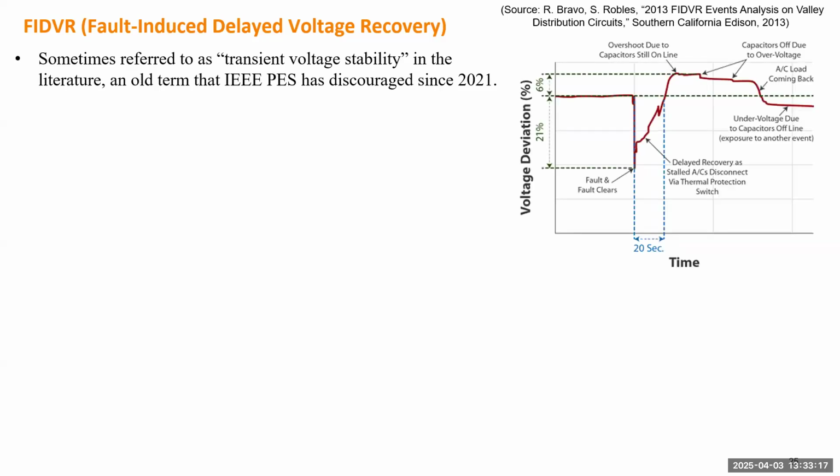So this is from a real FIDVR event that happened in Southern California Edison back in 2013. The red line indicates the actual voltage. You can tell, after the event happened, it takes about 20 seconds to recover back to the nominal voltage, and then you have overshoot. The voltage becomes higher by 6%, and that lasts for a long time. Then finally it will go back, but it will stay under voltage for a long time.